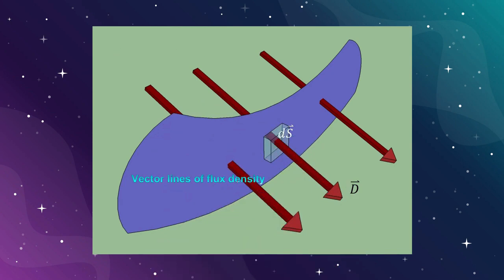So it's all about vectors crossing some particular space, or some particular medium. This example shows magnetic flux lines crossing a given surface or plane. The surface is denoted by ds.